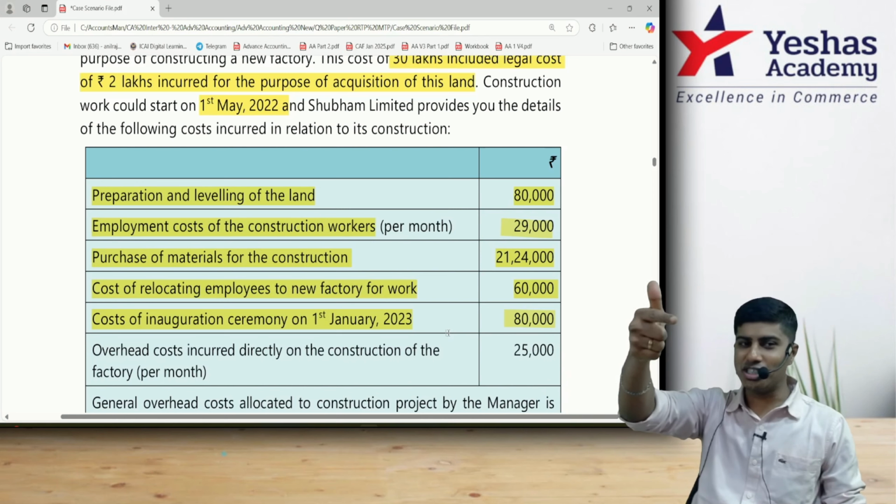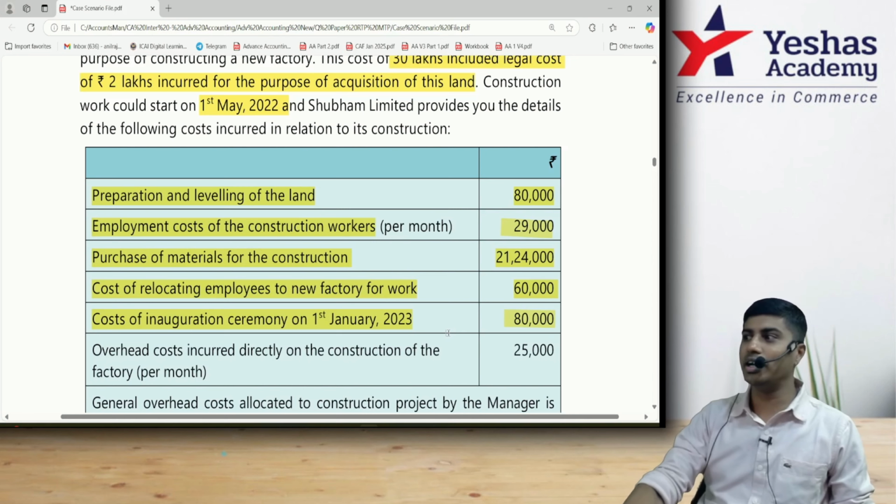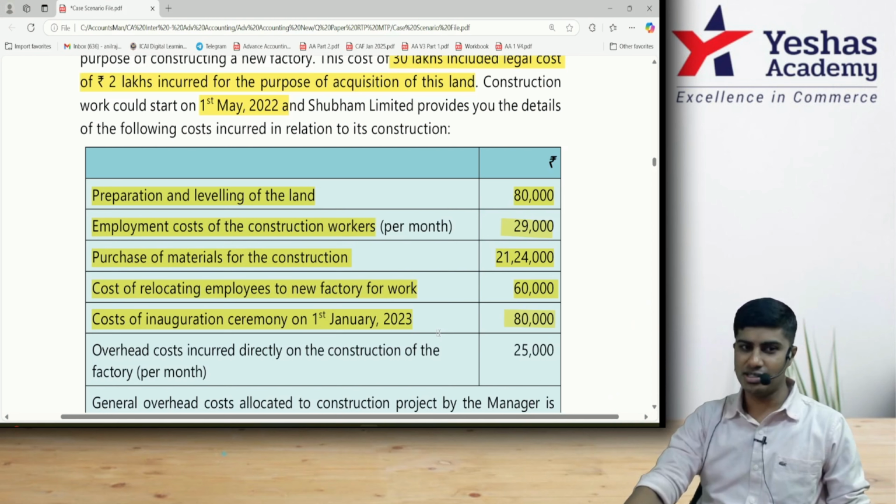I know the date on which construction started. When I get to know the date on which it is completed, that will help me with the period for computing those employees' salaries.